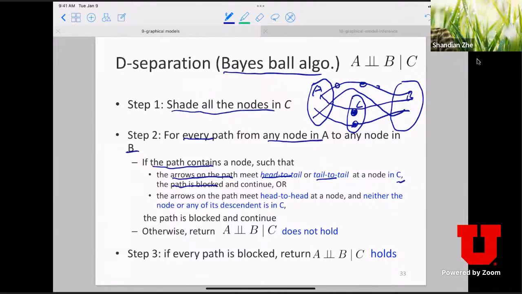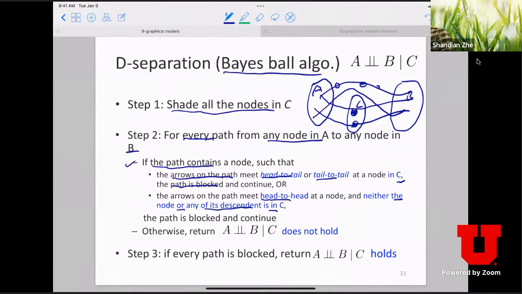Or if the arrows on the path meet at a node head to head, as we just discussed in the third basic case, but neither the node nor any of its descendants is in C, we can also say this path is blocked. And then we move on to the next path.